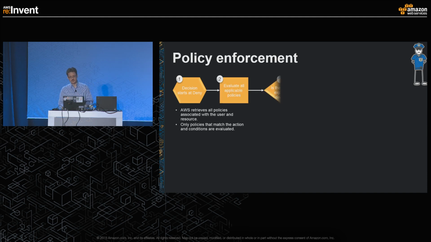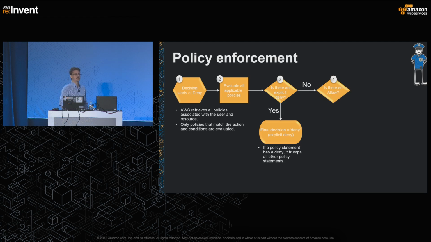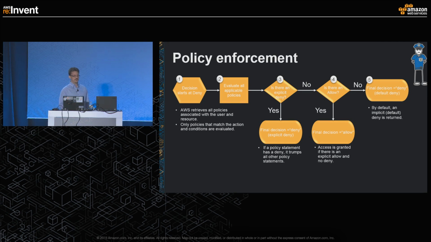And so we evaluate all those applicable policies, and we look for a deny. This is an important step. If there is a deny for what you're trying to do, final decision is deny, and that's it. Now, however, is there an allow? If there's an allow, and there's not a deny, then the final decision is allow, and you get access to that resource. However, if there's no deny and there's no allow, we go back to step one, which is really the final decision: default deny. And so this is how all of those policies are evaluated.